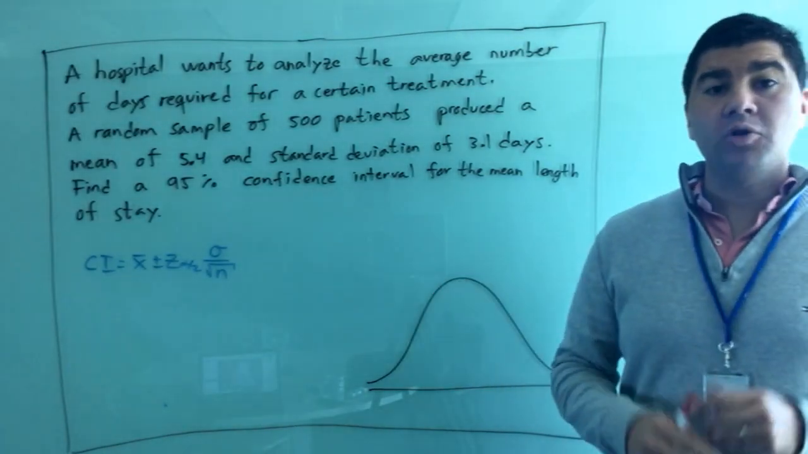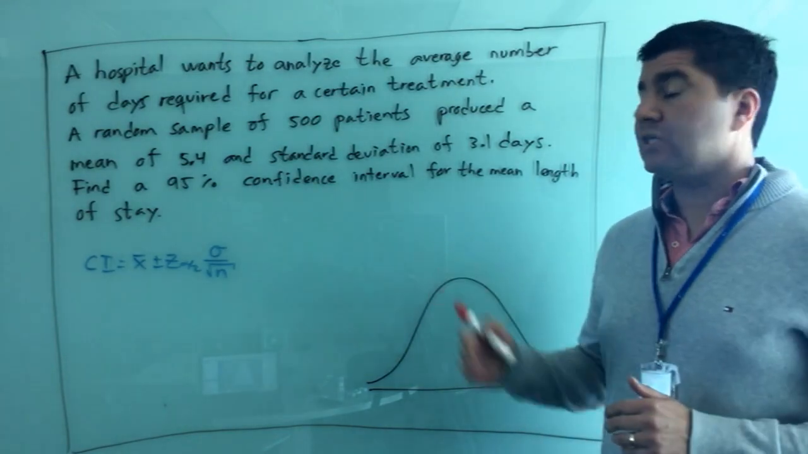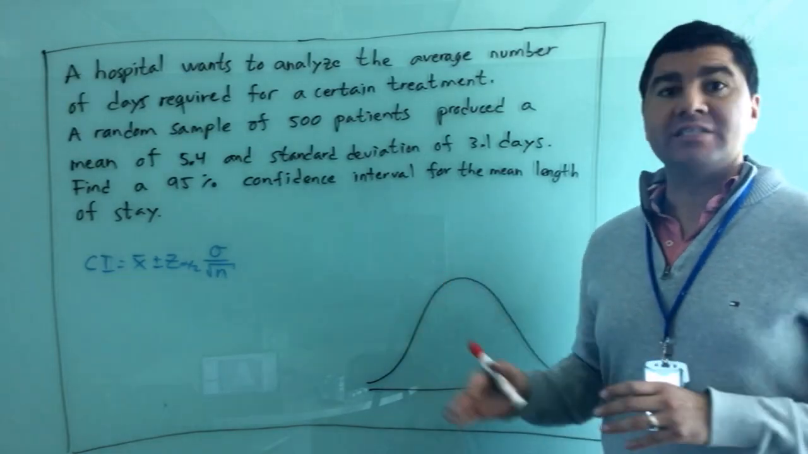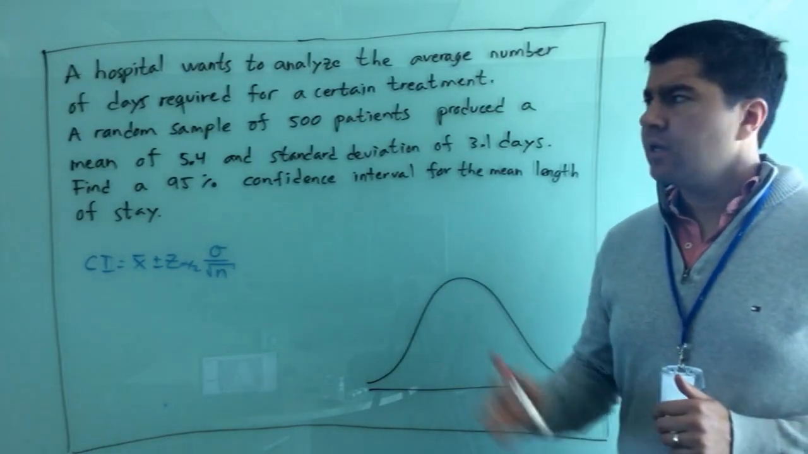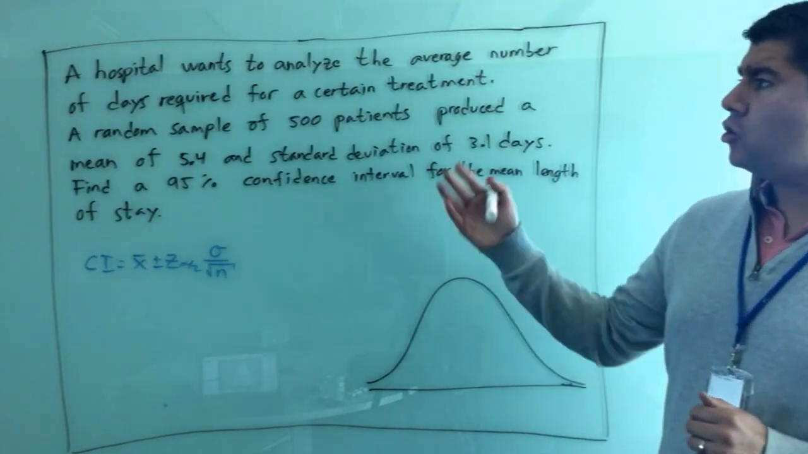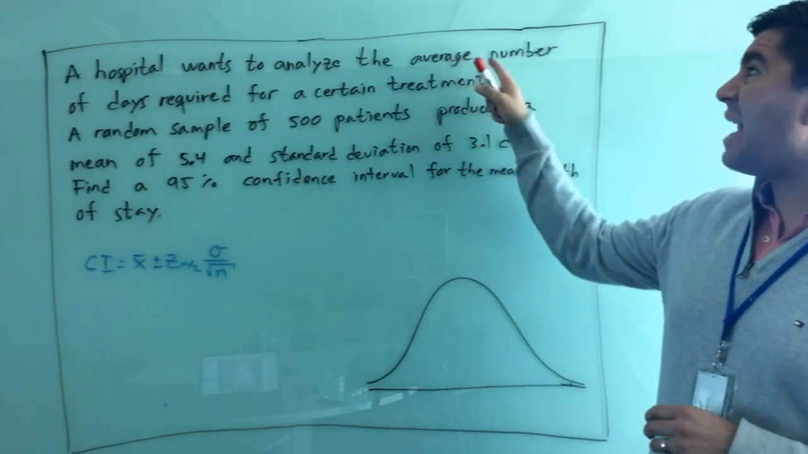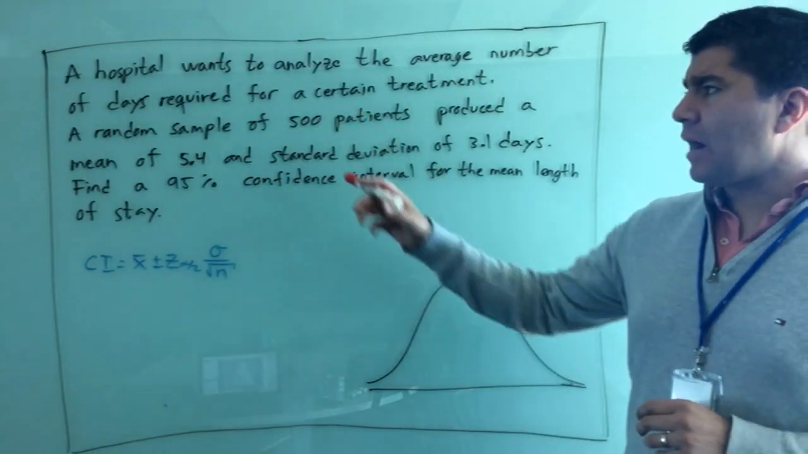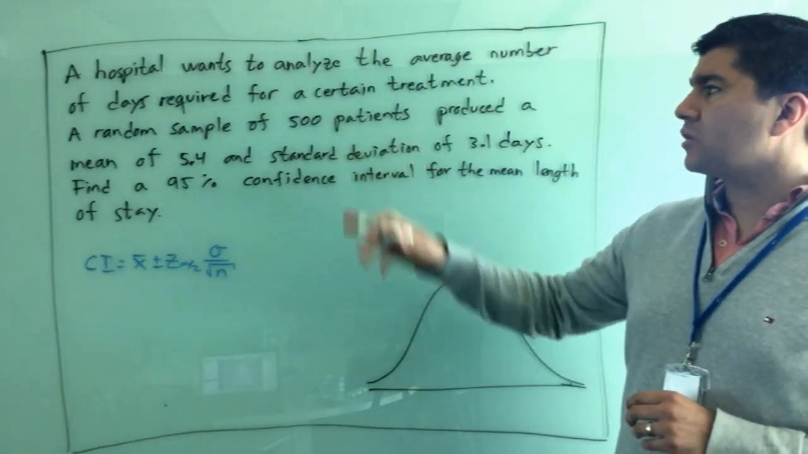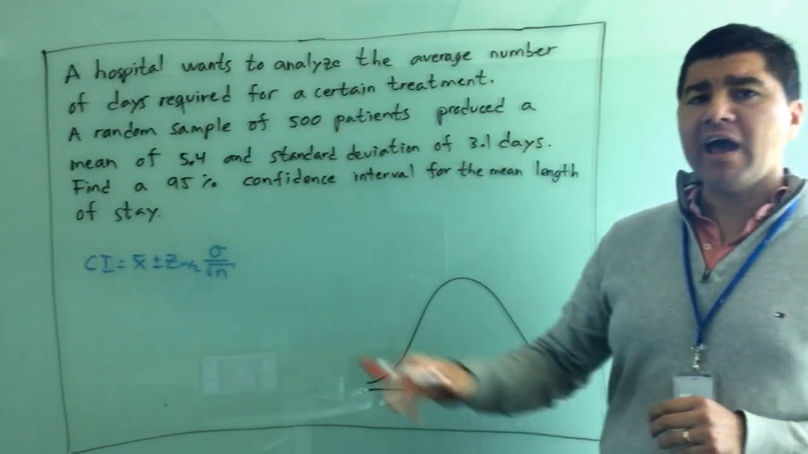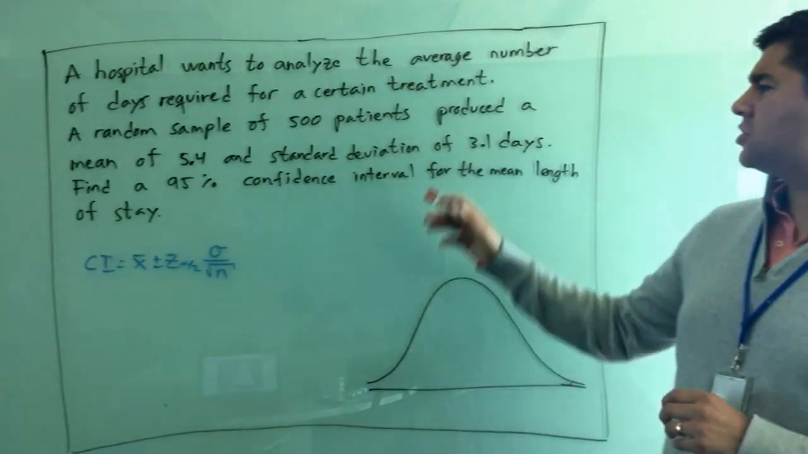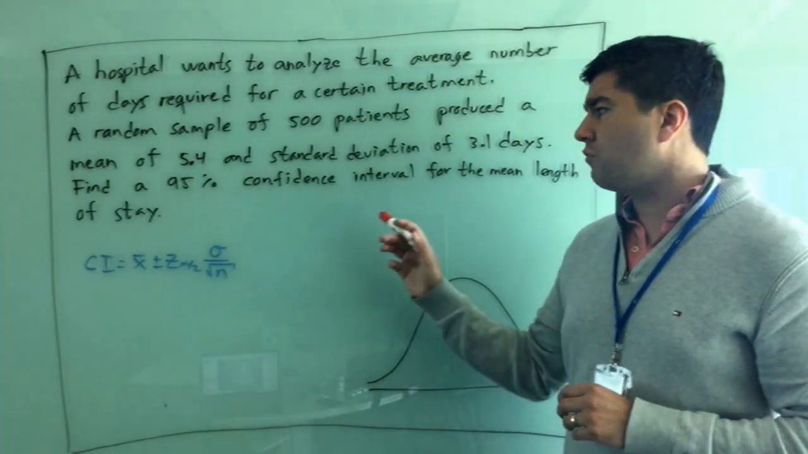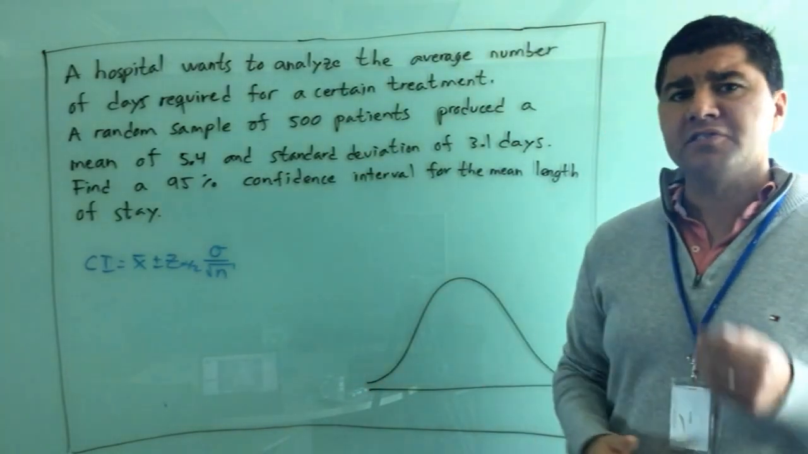In this exercise, I'm going to ask you to please follow me by using PYQRS as well as your formula list to understand the concepts that we will be seeing. The exercise says, a hospital wants to analyze the average number of days required for a certain treatment. A random sample of 500 patients produced a mean of 5.4 and standard deviation of 3.1 days. Find a 95% confidence interval for the mean length of stay.